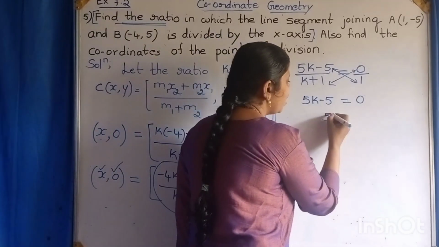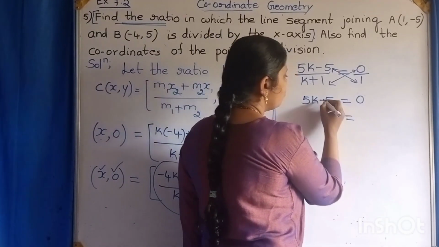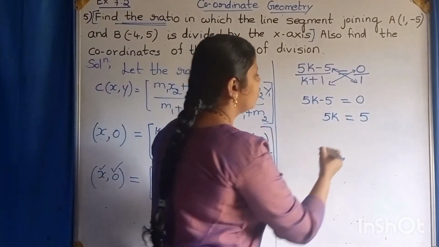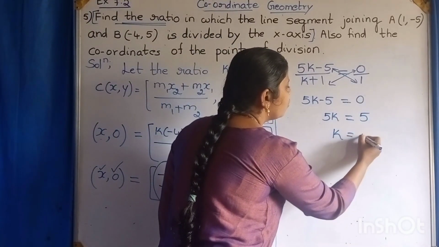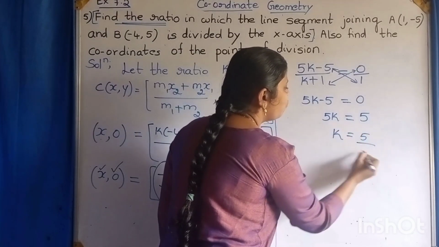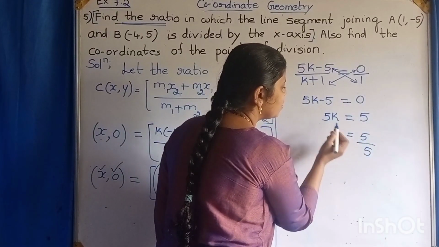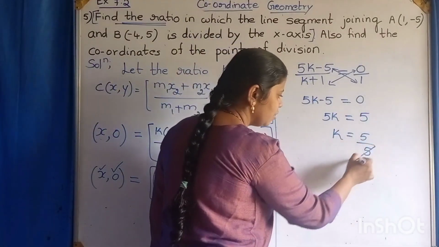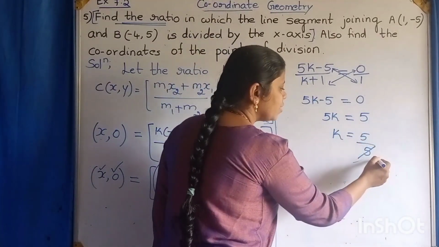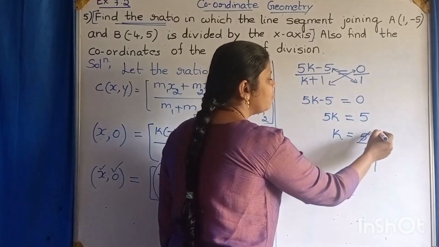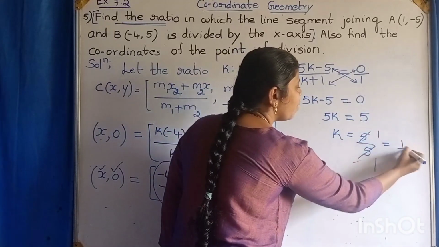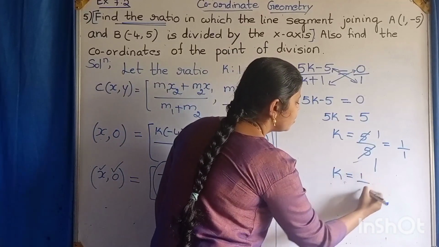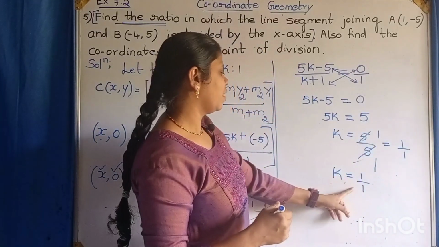Then 5k is equal to minus 5; when it crosses this equal to sign, it will become plus 5. Then k is equal to 5 by 5. It is in multiplication, so when it crosses this equal to sign, it will become division. Therefore, now you can cancel. 5 ones are 5, 5 ones are 5. That is 1 by 1. Means k is equal to 1 by 1.